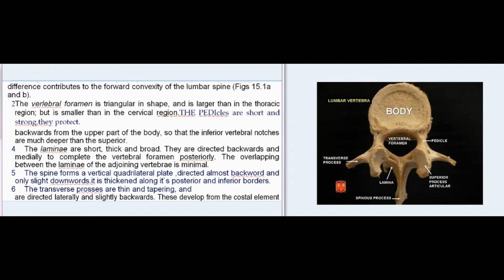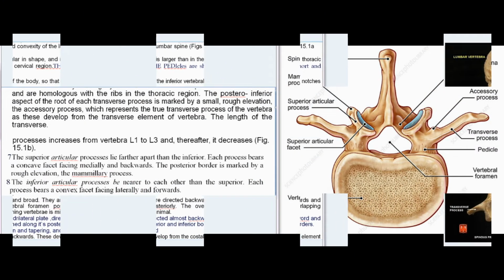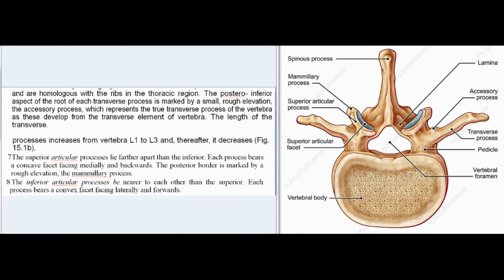6. The transverse processes are thin and tapering, and are directed laterally and slightly backwards. These develop from the costal element and are homologous with the ribs in the thoracic region. The postero-inferior aspect of the root of each transverse process is marked by a small, rough elevation, the accessory process, which represents the true transverse process of the vertebra as these develop from the transverse element of vertebra. The length of the transverse processes increases from vertebra L1 to L3 and, thereafter, it decreases, Fig 15.1b.